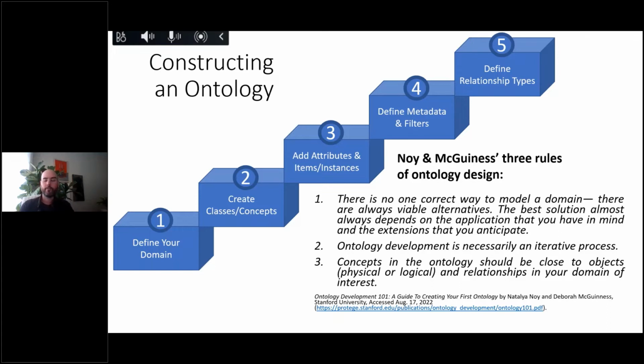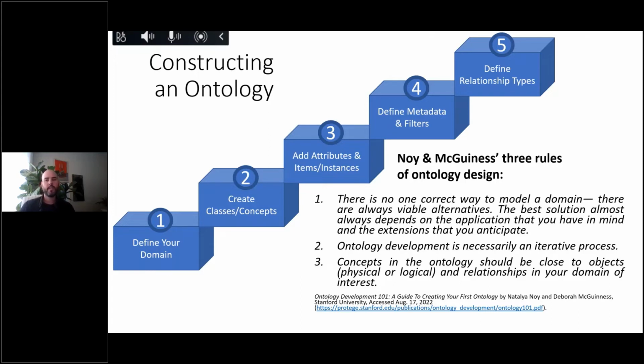Secondly, it's an iterative process. It's impossible for a single person to anticipate all the requirements and all the needs that may arrive in the course of building a knowledge graph. And so the ontology will have to be iterated on, it will have to be updated, changed, refined as the process goes along.